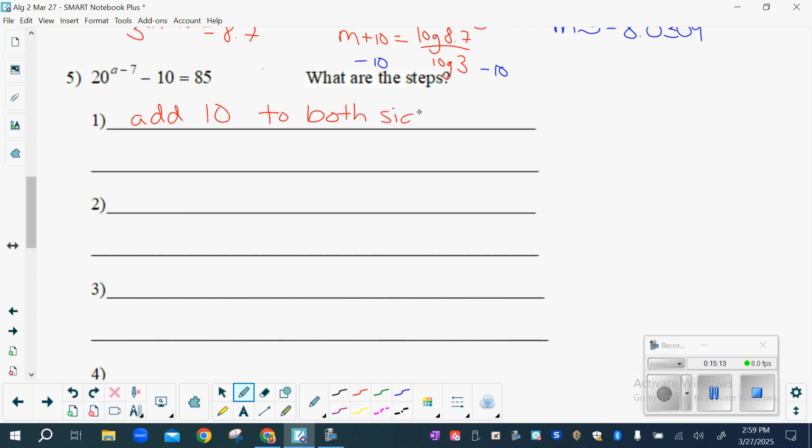Yeah, you have the right. Okay, so we add 10 to both sides. Then Will, what do we do next? Divide by 20. Oh no, you put the a plus 7 in front of the 20, right? Before we do that, we need log, and then you move the a. Yeah, take the log of both sides.